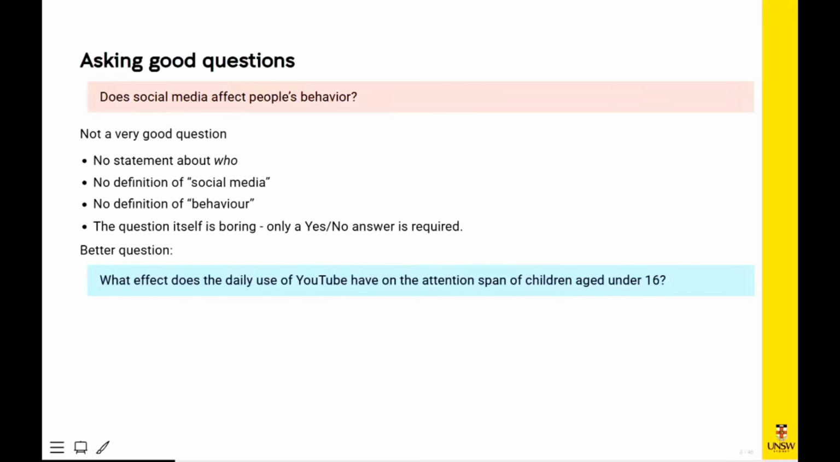But if you thought about it and refined it a bit, you might be really concerned about social media use amongst young people. And maybe you're focusing on the algorithmic stuff that YouTube might present to people. So you go, okay, maybe instead of just social media affecting people's behavior, maybe I should focus on daily use of YouTube and the attention span of children under the age of 16. So now we're getting a better idea of your study population, who they are, what you are actually studying.